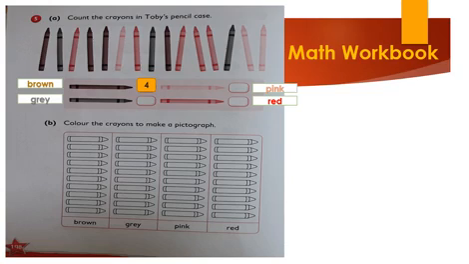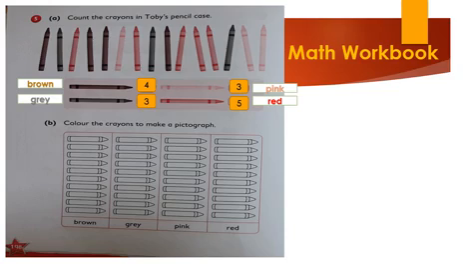Okay, how many gray crayons? Correct, there are 3. How about pink crayons? So we have 3 also. And how about red crayons? Correct, we have 5. Okay, so did you get all the numbers correctly, kids? Did you count the crayons in Toby's pencil case correctly?